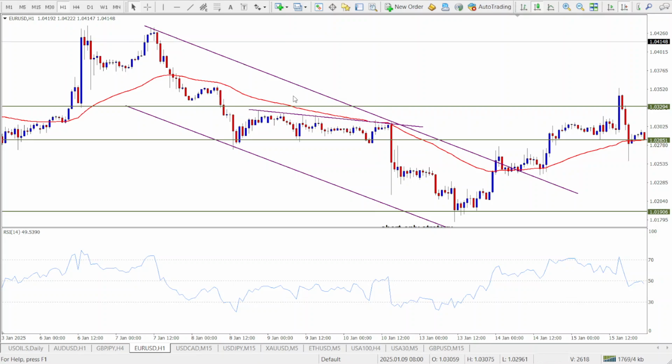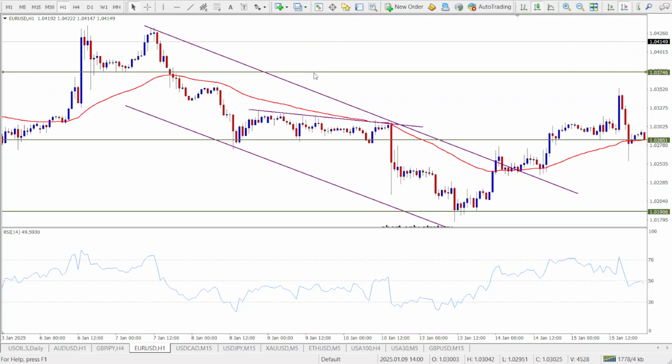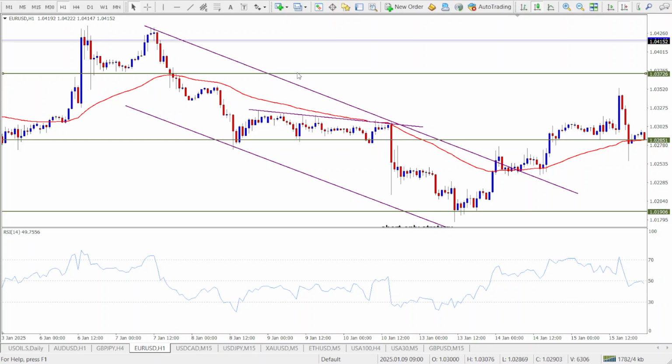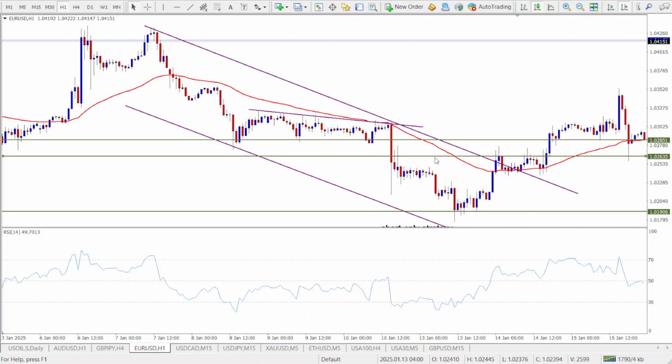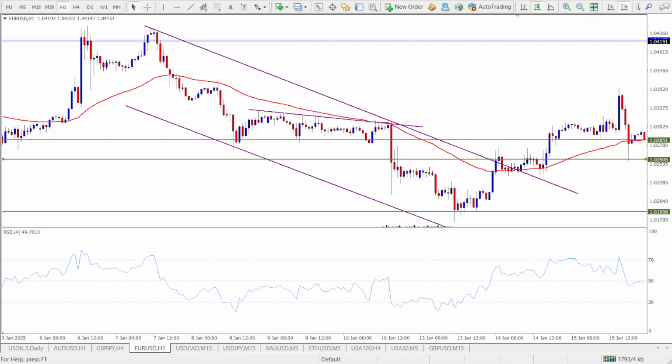So let's say you had entered a sell around here and maybe your initial stop loss was above here. Once this new high has been formed, you bring your stop loss down above the new high. Once a new high has been formed again, you bring your stop loss above the new high, and so on.